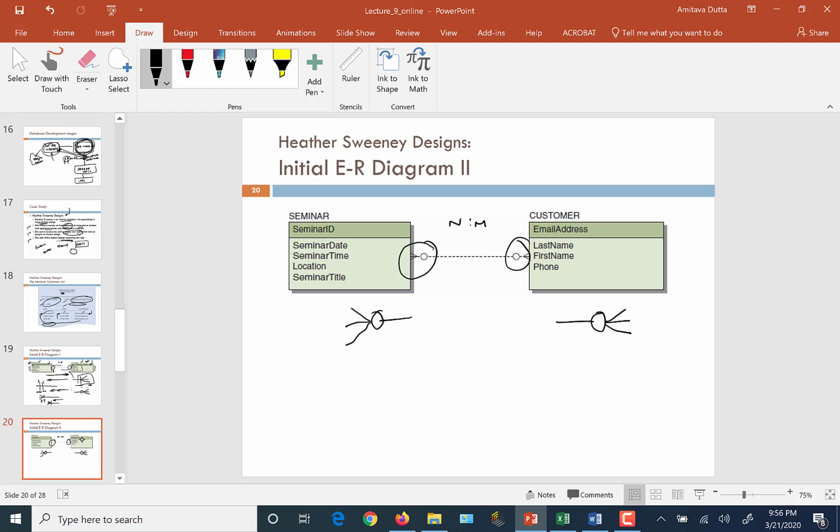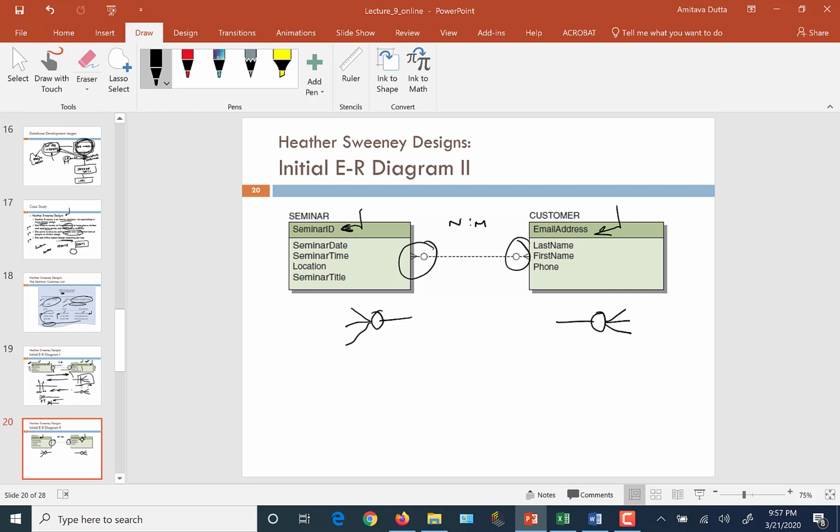Also notice one further refinement. We have set up the identifiers. So the identifier for customer is the email address. Every customer has a unique email address. Now for seminar, there is no natural identifier, so we have to cook up an ID for it, and we'll just give it a seminar ID, an identification number that identifies a seminar uniquely.